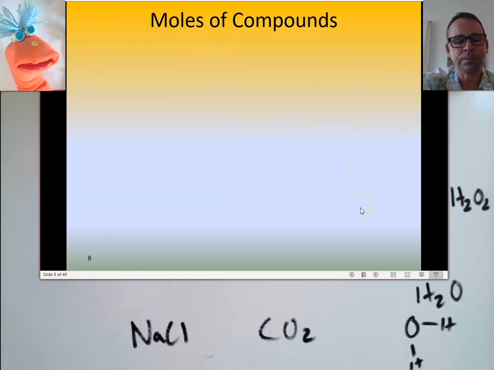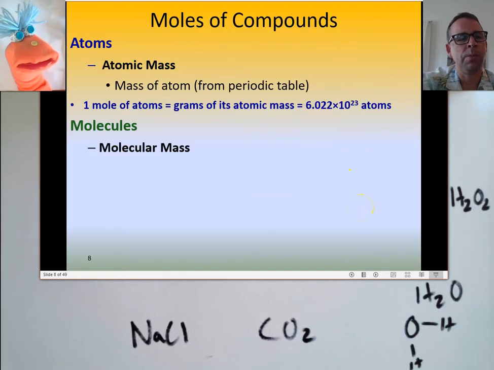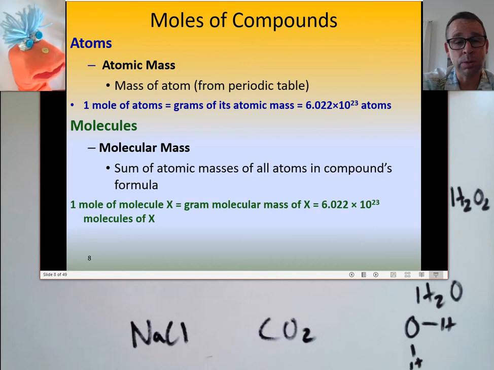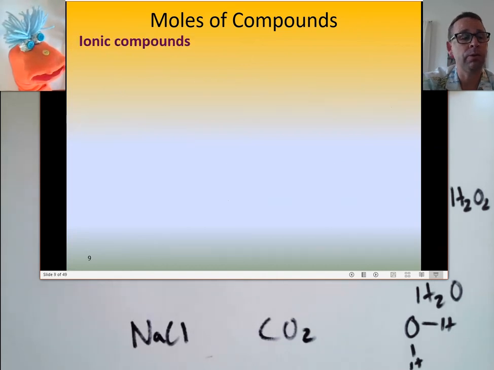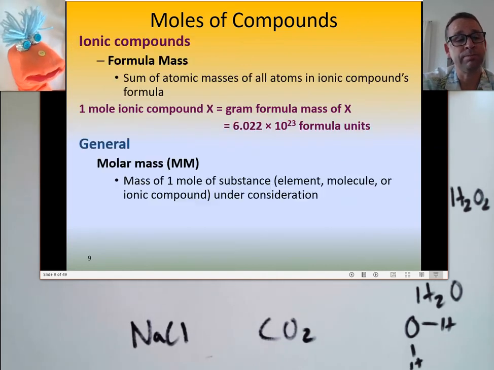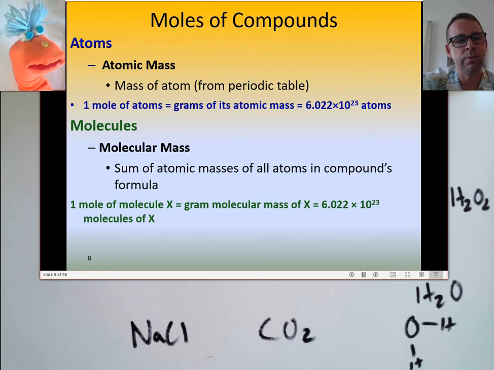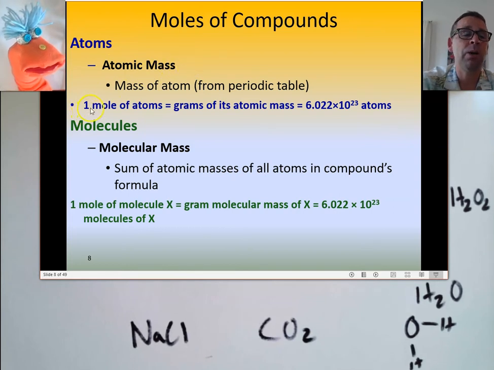Okay. So, you can have moles of atoms, but like I said, you can have moles of molecules. You can have moles of ionic compounds and moles of anything. So when we talk about the moles of materials, if we talk about the moles of atoms, we can call it the atomic mass of the atom. If we talk about moles of molecules, we don't want to call it the atomic mass. We'd want to call it the molecular mass.